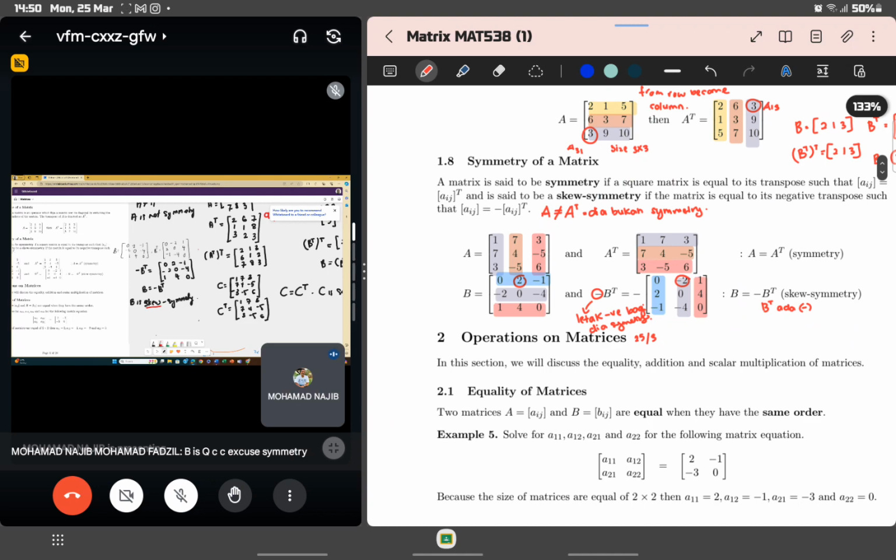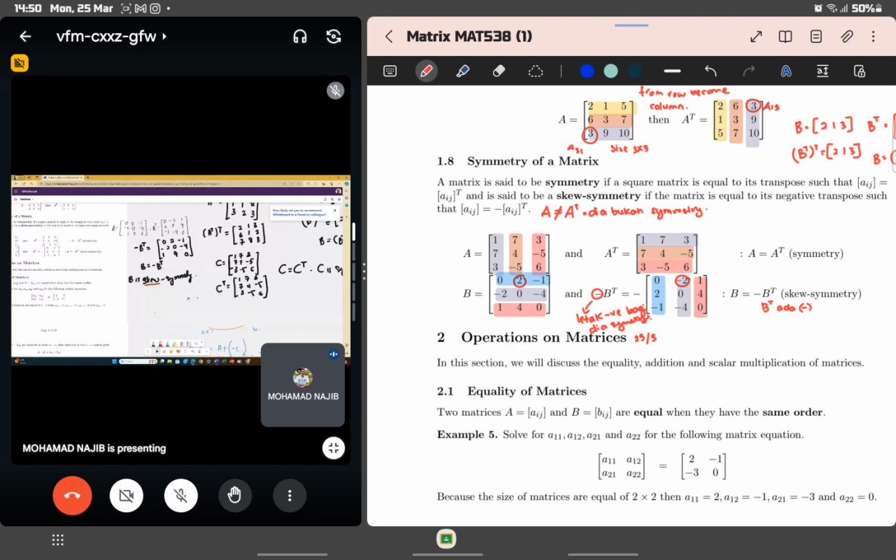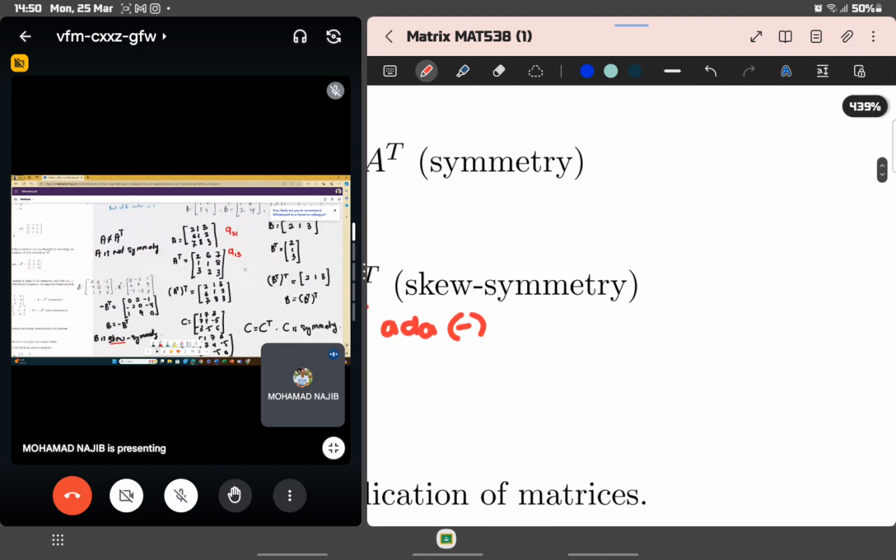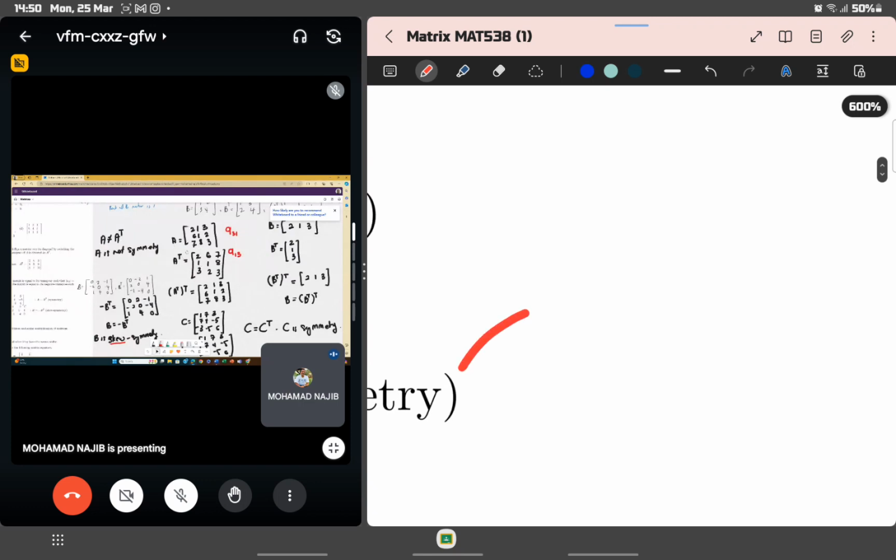Mudah saya kata beginilah. Dia kena ada syarat, baru dia jadi. Tak ada syarat, dia tak boleh. Tapi ada yang tak sama langsung. Macam soalan mana tak sama langsung? Macam yang ni kan. A dengan AT kan, yang asal ni. A dengan AT, A transpose.